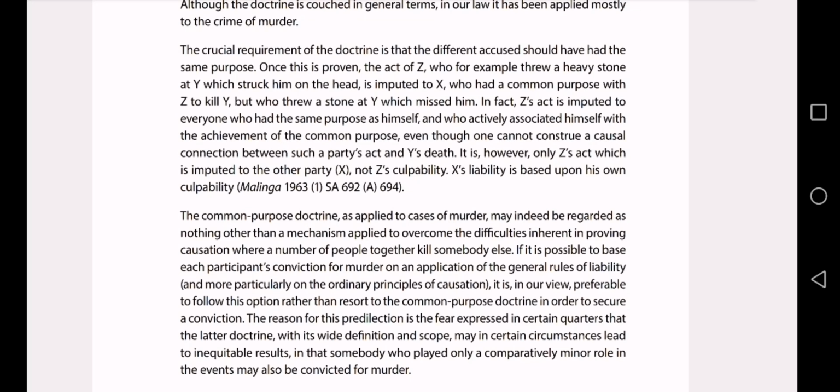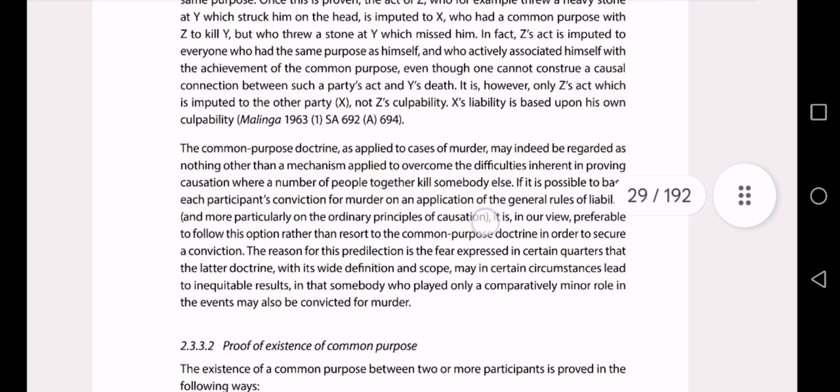In fact, Z's act is imputed to everyone who had the same purpose as himself and who actively associated himself with the achievement of the common purpose, even though one cannot construe a causal connection between such parties' act and Y's death. It is, however, only Z's act which is imputed to the other party, X, not Z's capability. X's liability is based upon his own capability. Malinga, 1963 (1) SA 692 (A) 694.